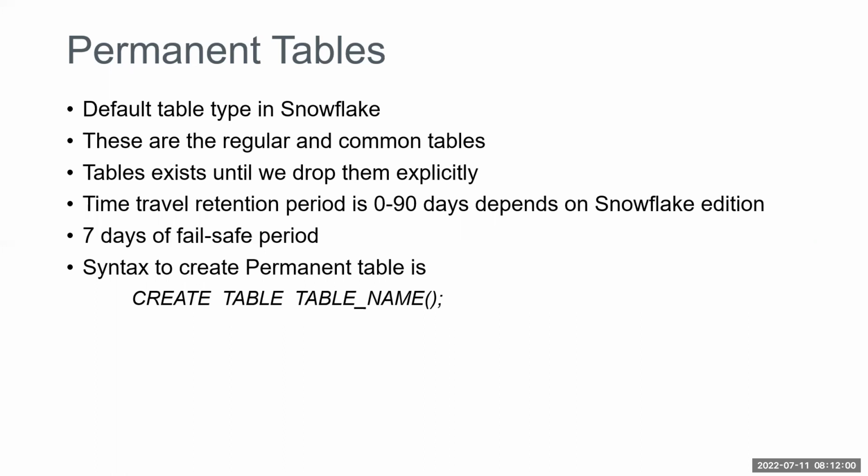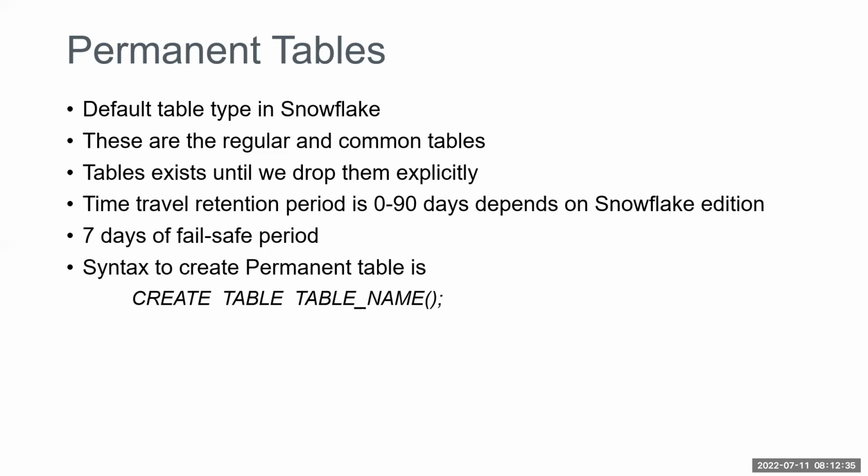Okay, and the fail-safe period is 7 days. If you want to change it from 0 to 90, you can change it to any value, 1, 5, 10, 30, 60. But the period is 0 to 90 days, and whenever you create a table, the default is 1. If you want to change it, you can. And it supports 7 days of a fail-safe period. So once the time travel period is over, the data will go into the fail-safe zone. There the data will be available for the next 7 days.